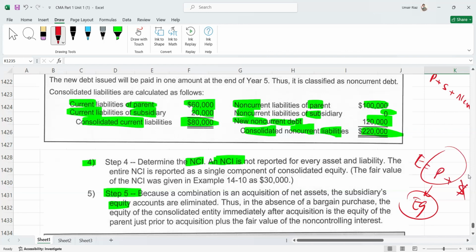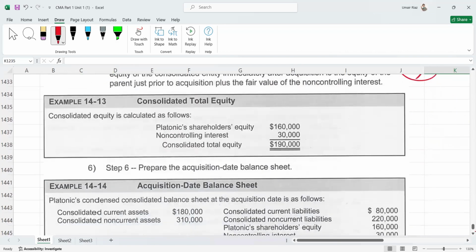Second reason is that the equity of the subsidiary, which we are not showing in the consolidation, is transferred to the goodwill calculation. We have done the goodwill calculation there. We have used the net assets, right? So this is what we do when we prepare the equity section.